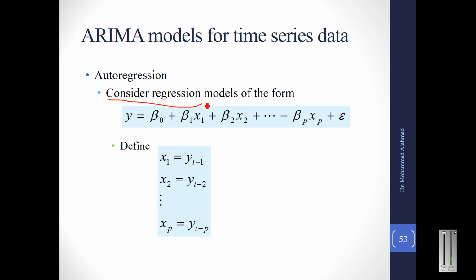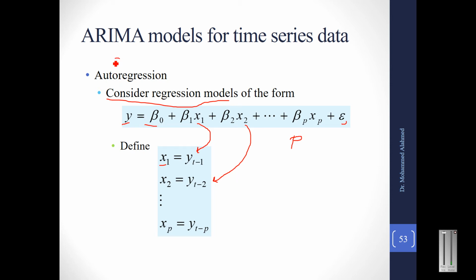So consider a regression model. Here we are defining y as beta naught, which is a constant, and e is the error term. Then we have beta 1 x1, beta 2 x2, up to beta p xp, so we have p terms here. And we define x1 as yt minus 1 and x2 as yt minus 2. So what is t minus 1? It is basically the lagged version of the signal y, and t minus 2 is the second lagged version.